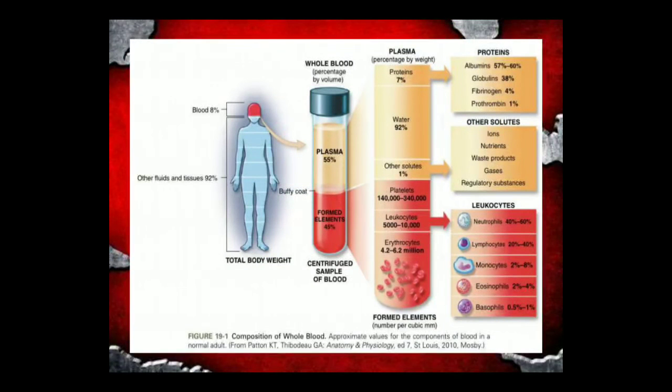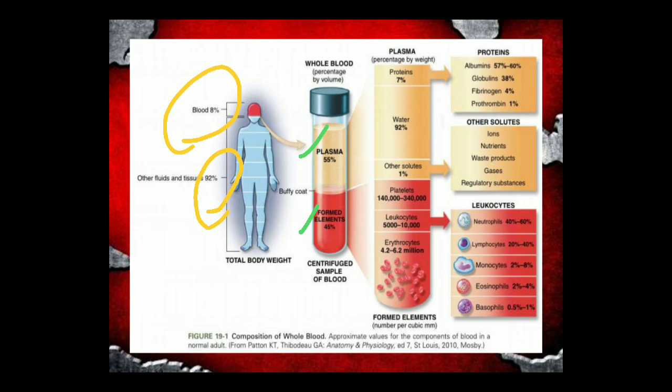Here you can see a detailed explanation of the human blood, its constituents, and the percentage of the different constituents. Blood is present at around 8% of the total body weight in the human body. The rest, 92%, is other fluids and tissues. The whole blood consists of 55% of plasma and the rest 45% is the formed elements.